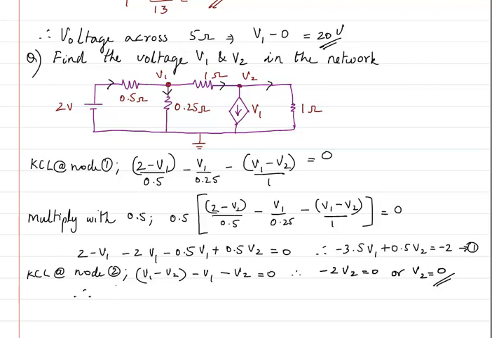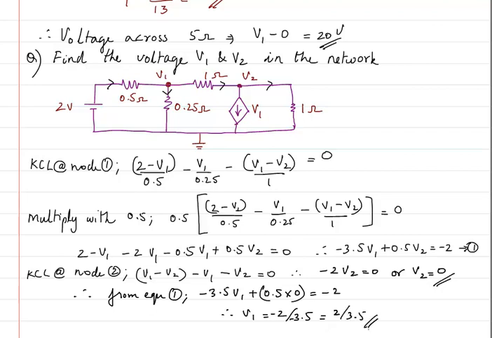Therefore from equation 1 directly I will substitute V2, so minus 3.5 V1 plus 0.5 into V2, which is 0, is equal to minus 2. So therefore V1 is going to be minus 2 divided by minus 3.5. Minus minus gets cancelled off, so 2 divided by 3.5, and that I can find out using the calculator. So that is the voltage V1. According to the question, V1 and V2 we had to find out, we have found out. Thank you.